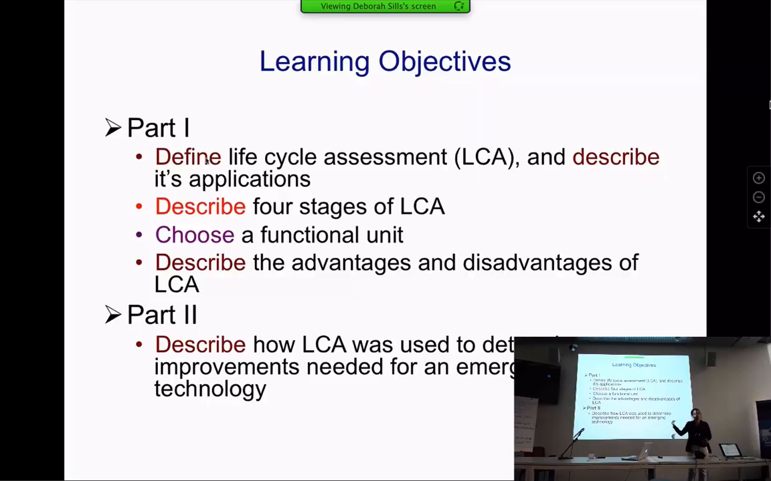Now if you notice the verbs here, you're seeing describe a lot, define. Anybody ever hear of Bloom's taxonomy of learning? These are pretty low-level learning objectives. Higher-level learning objectives would be analyze, compare, apply. So basically, after today, when you go to the Christmas party, you should be able to talk with people about LCA. To really learn, you have to start doing it. And once you start doing it, you'll have questions.